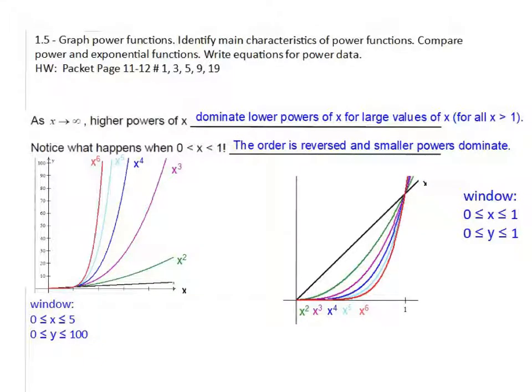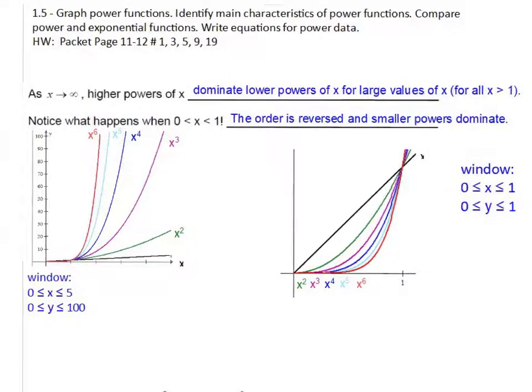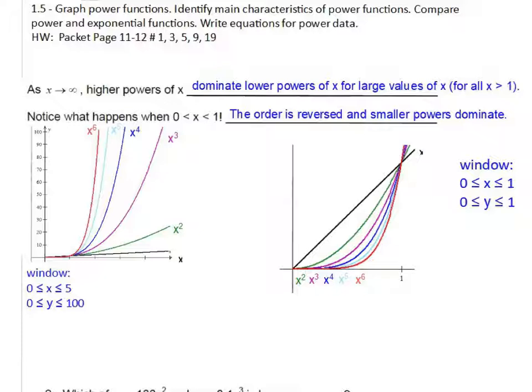Okay, so continuing on. As x goes to infinity, higher powers of x dominate the lower powers of x for all large values of x. So what that's saying is, as x goes to infinity, for large values of x, dominate means higher y values.